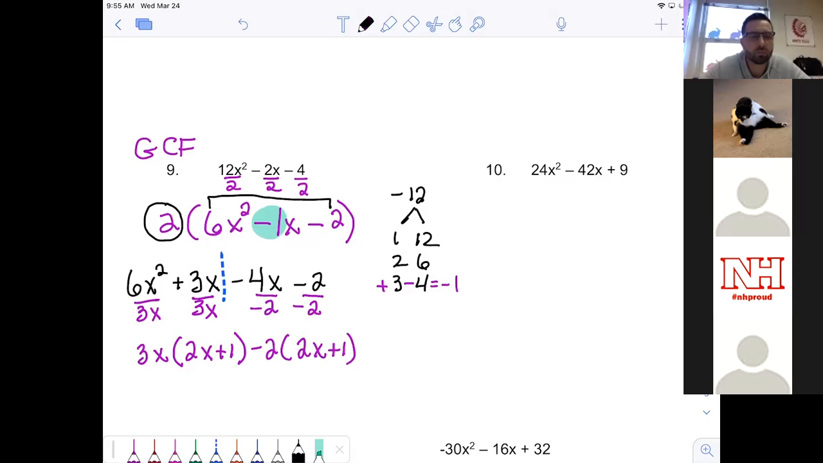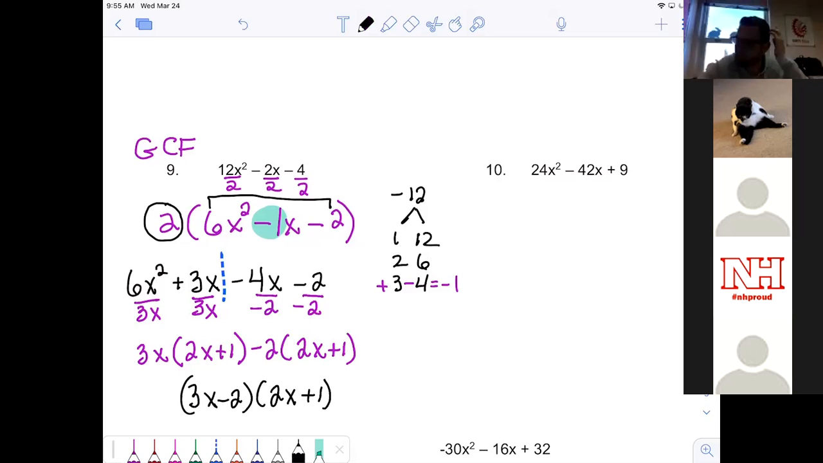So when we write our final answer in factored form, 3x minus 2, 2x plus 1, and then that last thing, we took a GCF out. Let's bring that GCF down. Don't forget about that GCF, writing it in front. That's why Mr. King and I say circle it, box it, star it, highlight it, whatever you want to do to remind yourself there's a GCF that we have to remember in the answer. Questions on 9?